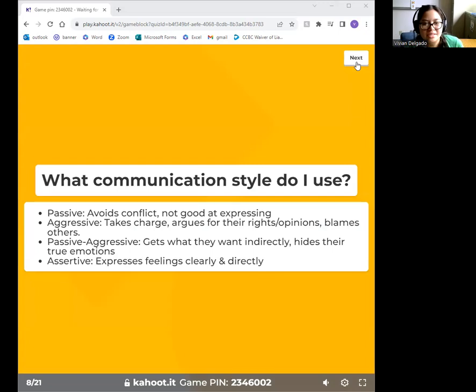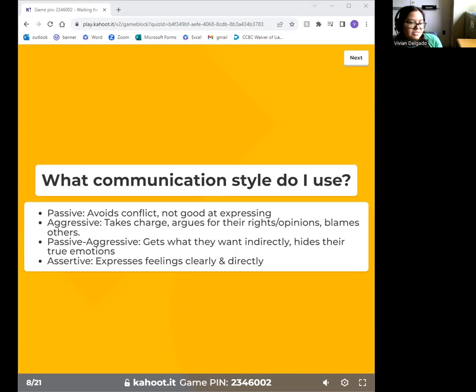So let's talk about communication styles and what do you use? So there are four different types of communication styles. They're your passive, your aggressive, your passive aggressive, and your assertive. So if you are passive, passive communicators tend to avoid conflict and they rarely express their own needs or wants. They may be afraid of being judged or rejected, so they often go along with whatever anyone says, and they don't test it, they just go with it.